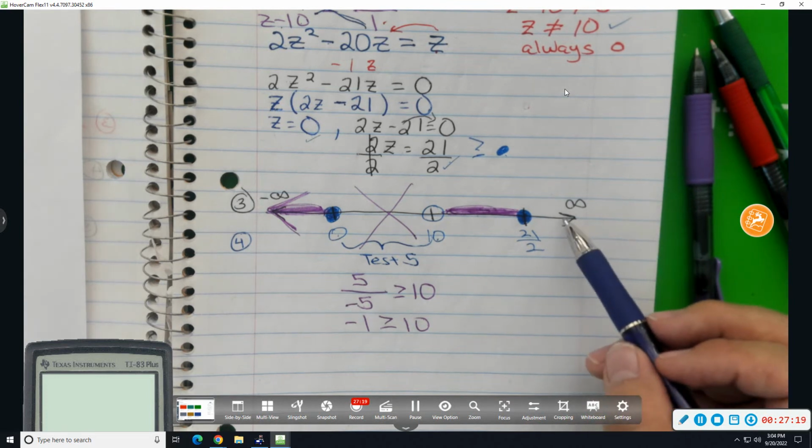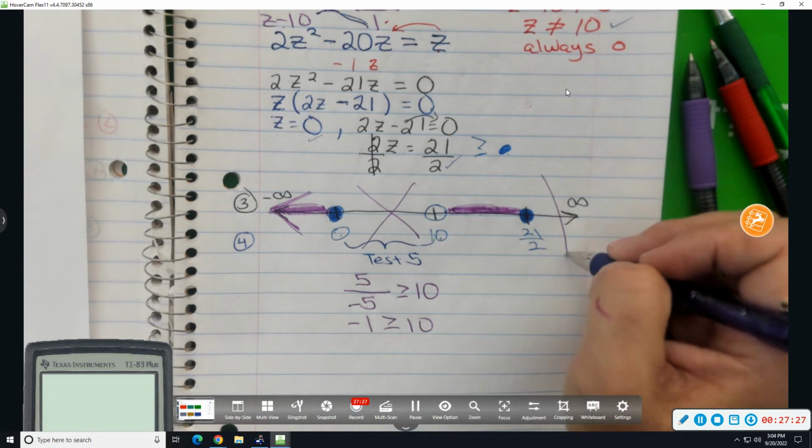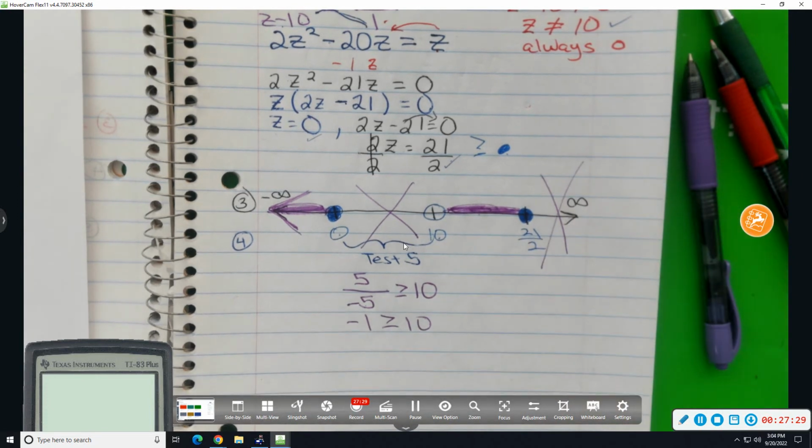What if we tested something over here to the right of 21 halves, like 11 or 11 million? True or false? False. Once you know this interval is false, then it's alternating, so this one would have to be true, this one's true, false.